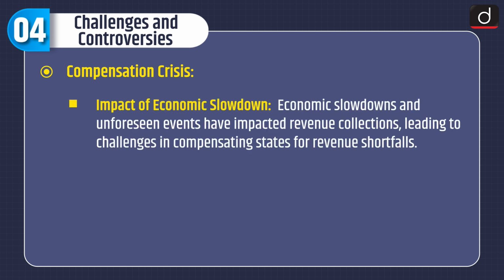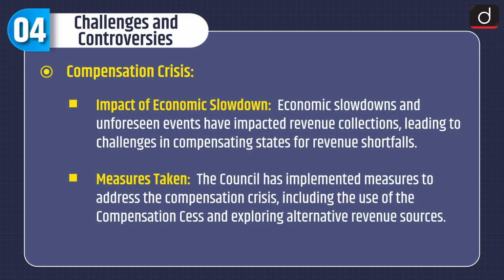Compensation crisis. Impact of economic slowdown. Economic slowdowns and unforeseen events have impacted revenue collections, leading to challenges in compensating states for revenue shortfalls. Measures taken. The Council has implemented measures to address the compensation crisis, including the use of the compensation cess and exploring alternative revenue sources.